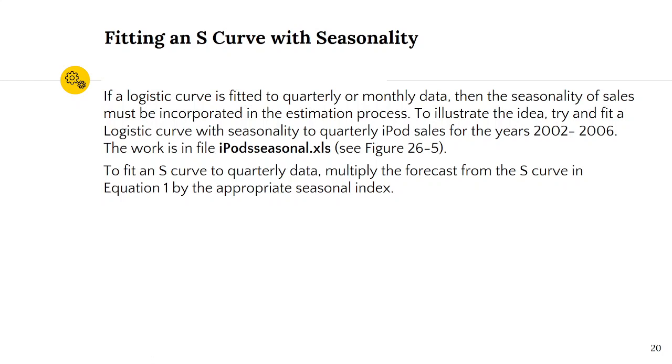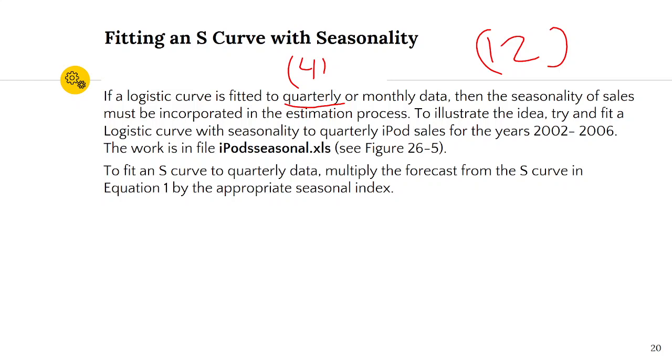But it's very difficult. But let's say that you have a very unique cycle every month of the year. Then you have how many cycles? 12 cycles. If you have different cycles, meaning you have fitted the curve quarterly, then how many quarters do you have in the year? 4 quarters. So basically you will have 4 different cycles or 4 different time periods. So the seasonality of sales must be incorporated in the estimation process.